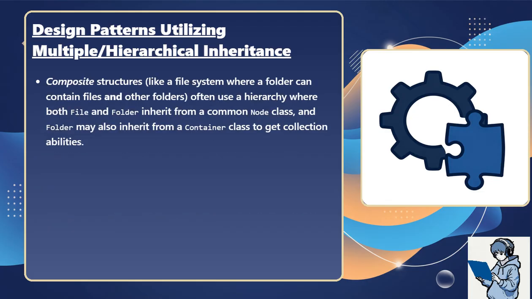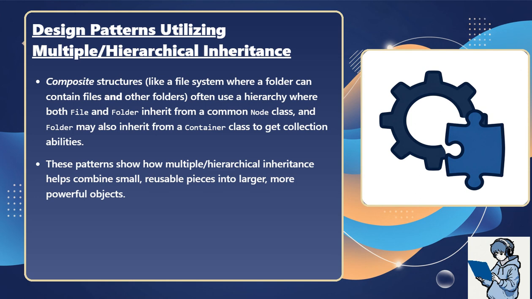Composite structures like a file system, where a folder can contain files and other folders, often use a hierarchy, where both file and folder inherit from a common node class, and folder may also inherit from a container class to get collection abilities. These patterns show how multiple hierarchical inheritance helps combine small reusable pieces into larger, more powerful objects.